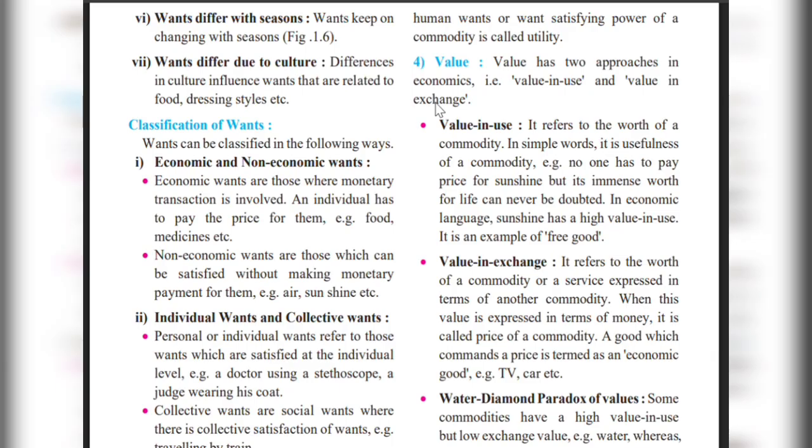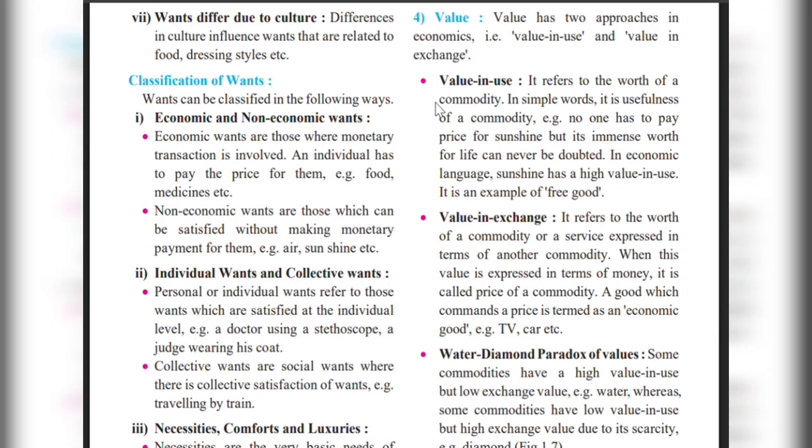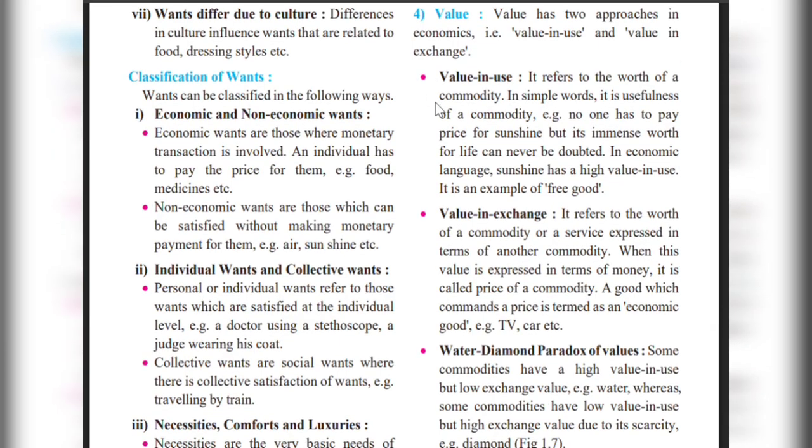Now let's see classification of wants. Economic and non-economic wants. Economic wants require money because we have to pay for them, for example buying food, clothes, or medicines. And non-economic wants can be satisfied without money, naturally found in the environment, like for example air, sunshine, etc.